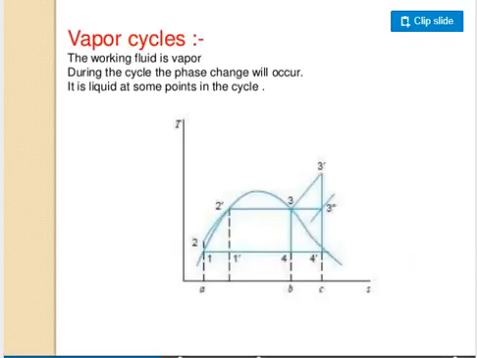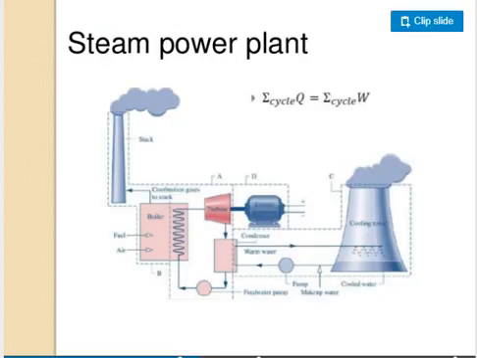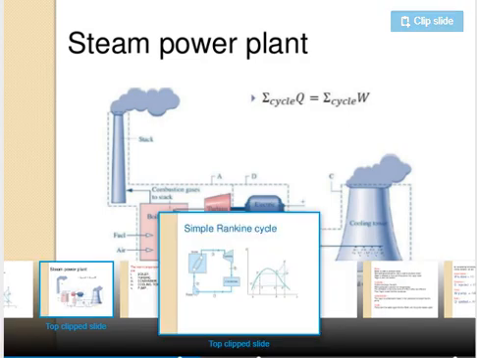In the vapor cycle, the working fluid is vapor. During the cycle, the phase change will occur. It is liquid at some point in the cycle. And these are the diagrams showing the whole steam power plant, in which all the components are present.